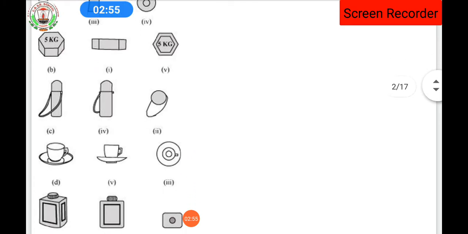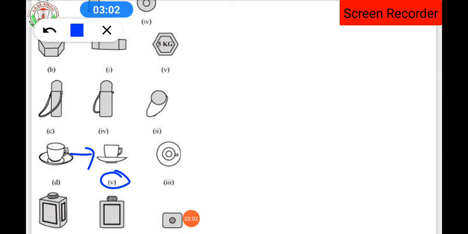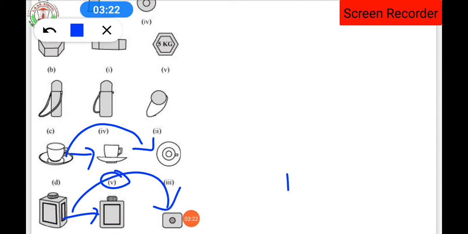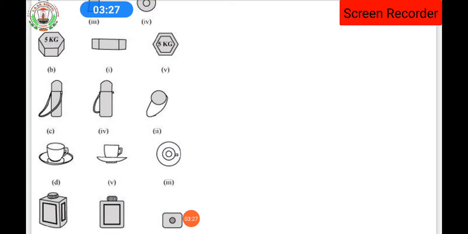A cup and a saucer, how does it look? The side view you can easily understand. This one is the side view of the cup, and the top view of the cup will be like this, isn't it? Similarly we have a container. The container's side view will be like this, and when you see the container from the top, it will look like this. So you have to match the first question in your book itself.